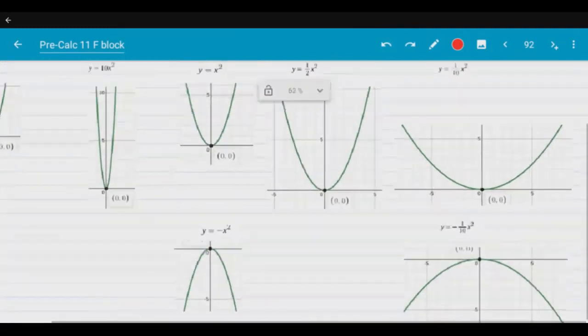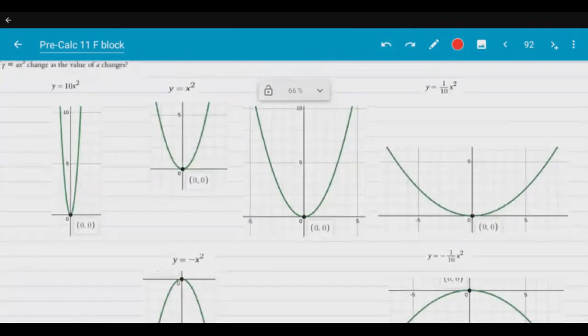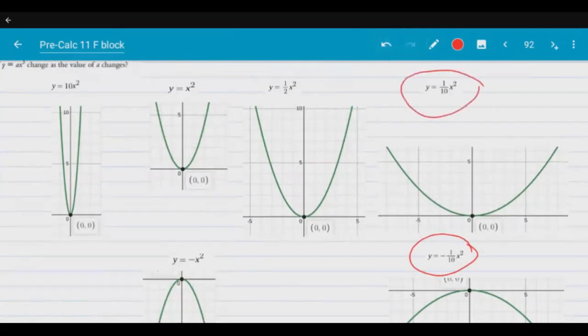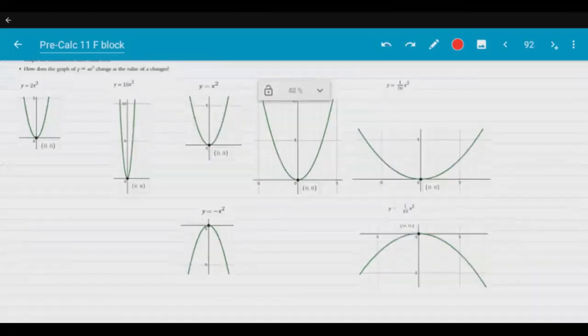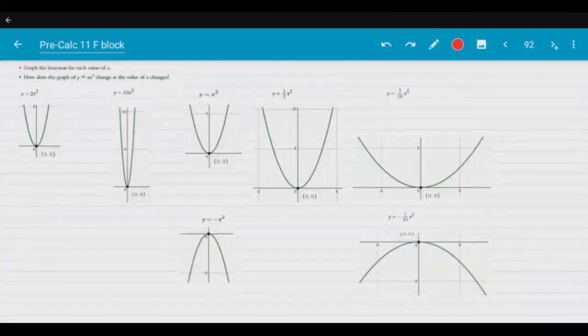Now, what if I put in a value? So this one is -1 over 10x squared. Compare it to the 1 over 10x squared. What do you notice? Again, they're the same. It's just a flipped version, all right? So what does it show us? Well, when we have a negative in front of the x squared, that means it is an upside down version. It is going to be opening down.